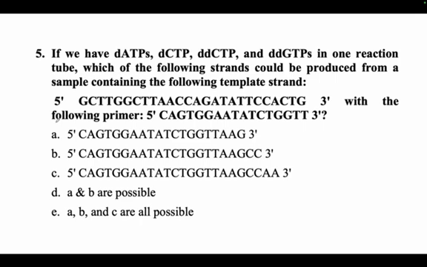If we have dATP, dCTP, ddCTP, and ddGTP, so both C and G chain terminators are there in this reaction. Which of the following strands could be produced from a sample containing this template and primer? Where is this primer going to bind on this template?